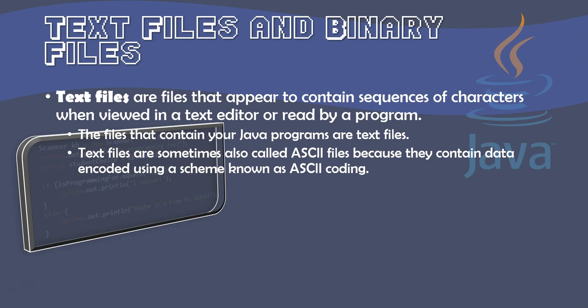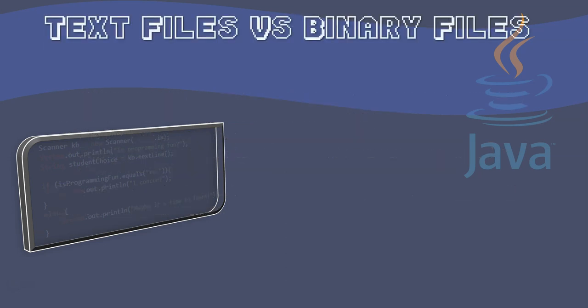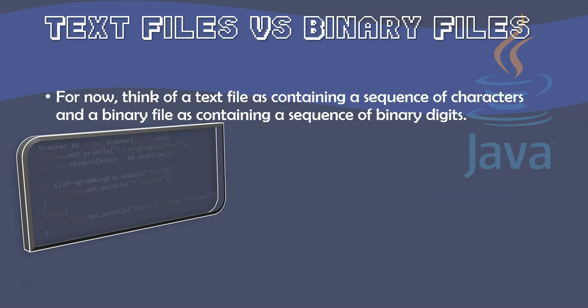Text files are sometimes also known as ASCII files because they contain data encoded in a scheme known as ASCII coding. If you're familiar with the ASCII character set, that's what they're very often using. Files whose contents, however, are a sequence of binary digits are known as binary files. As we compare text files versus binary files, the best way to approach this is to think of text files as containing a sequence of characters, and a binary file as containing a sequence of binary digits. Now, this is not an exact translation of how they work, but for our purposes in this discussion, this is the best way to think about it.